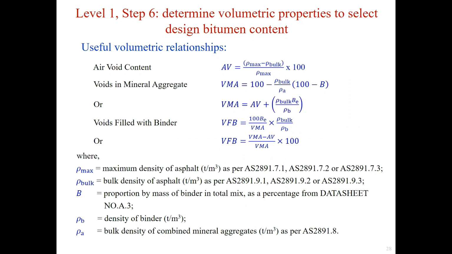Among these formulas, the rho max is the maximum density of asphalt in tons per cubic meter. The rho bulk is the bulk density of asphalt in tons per cubic meter. And capital B is the proportion by mass of binder in total mix. Rho B is the density of binder in tons per cubic meter. And finally, rho A is the bulk density of the combined mineral aggregate in tons per cubic meter.